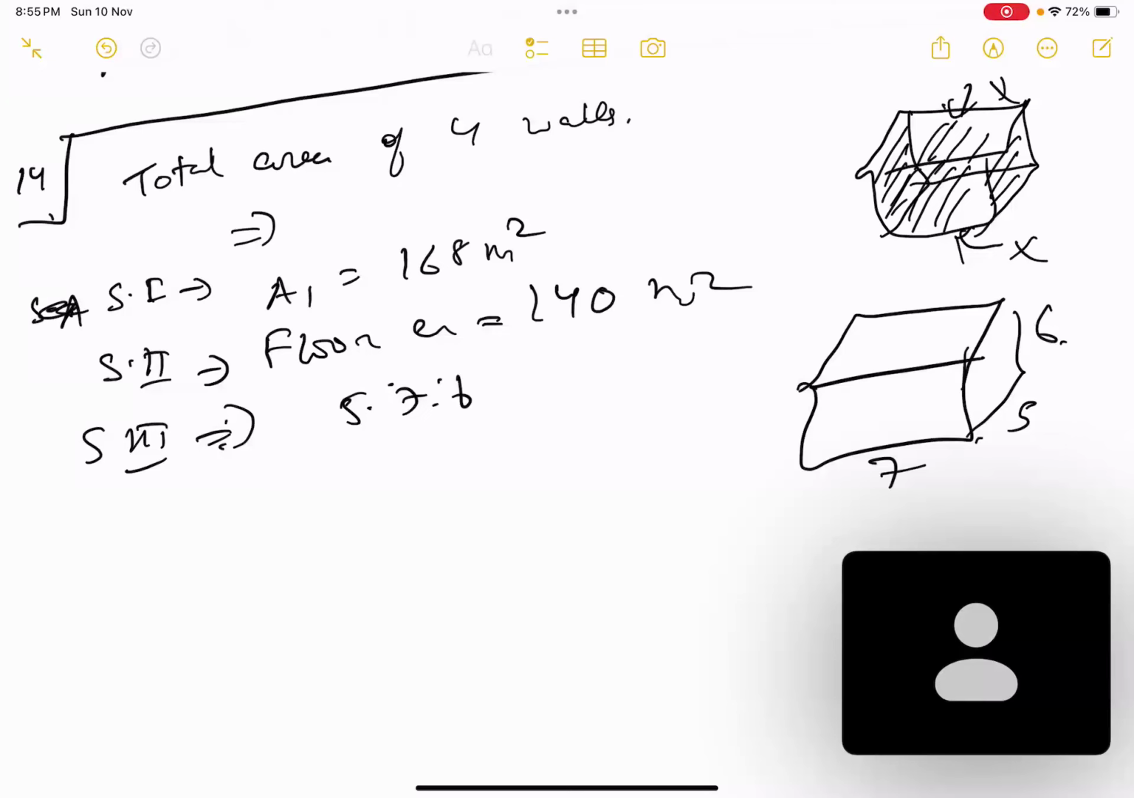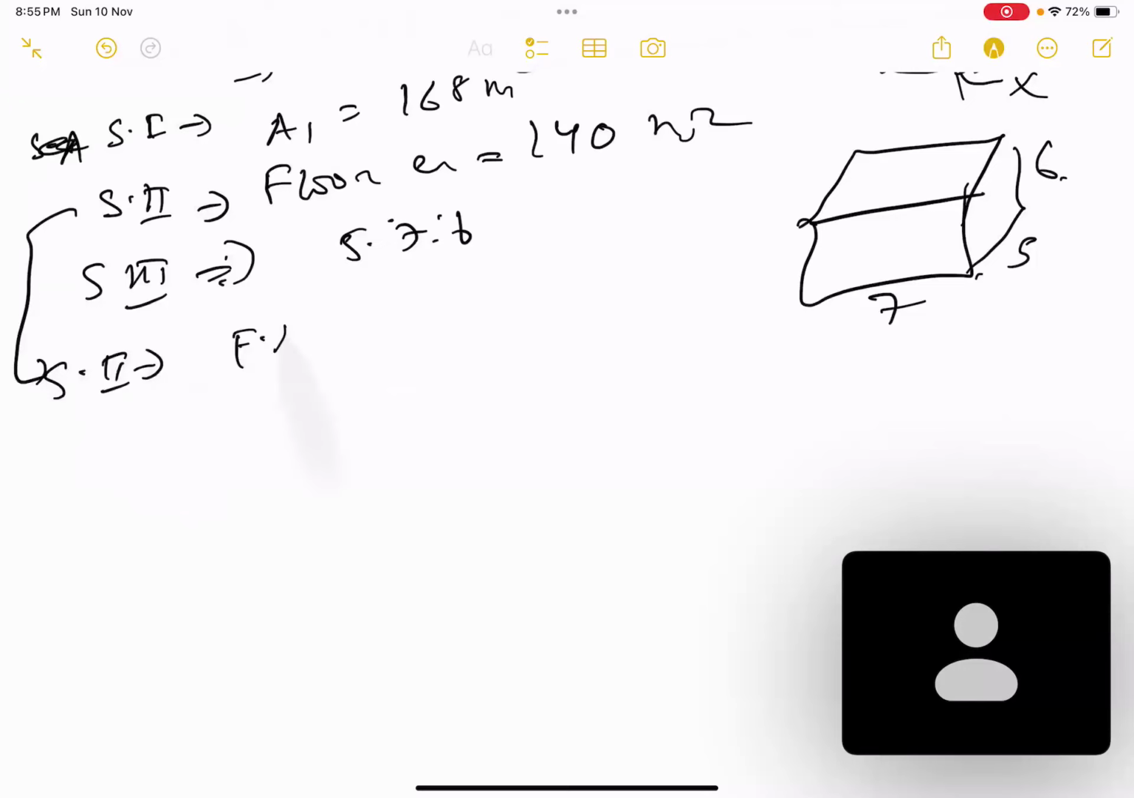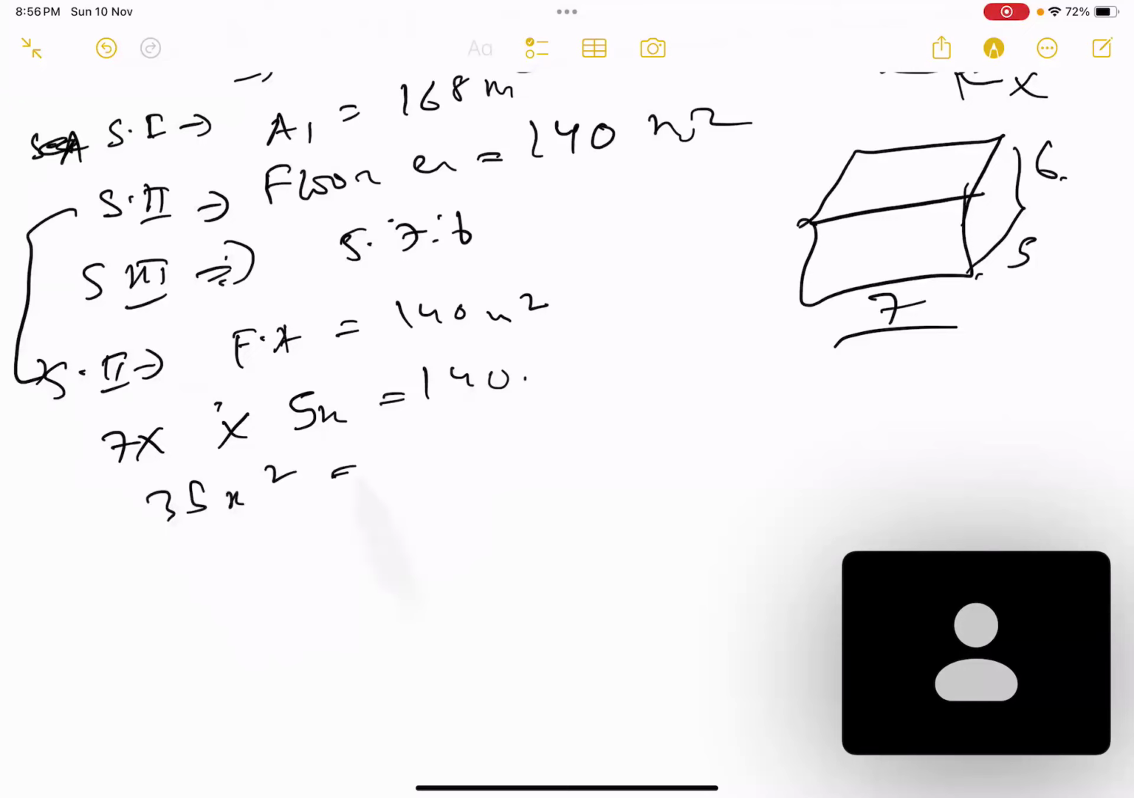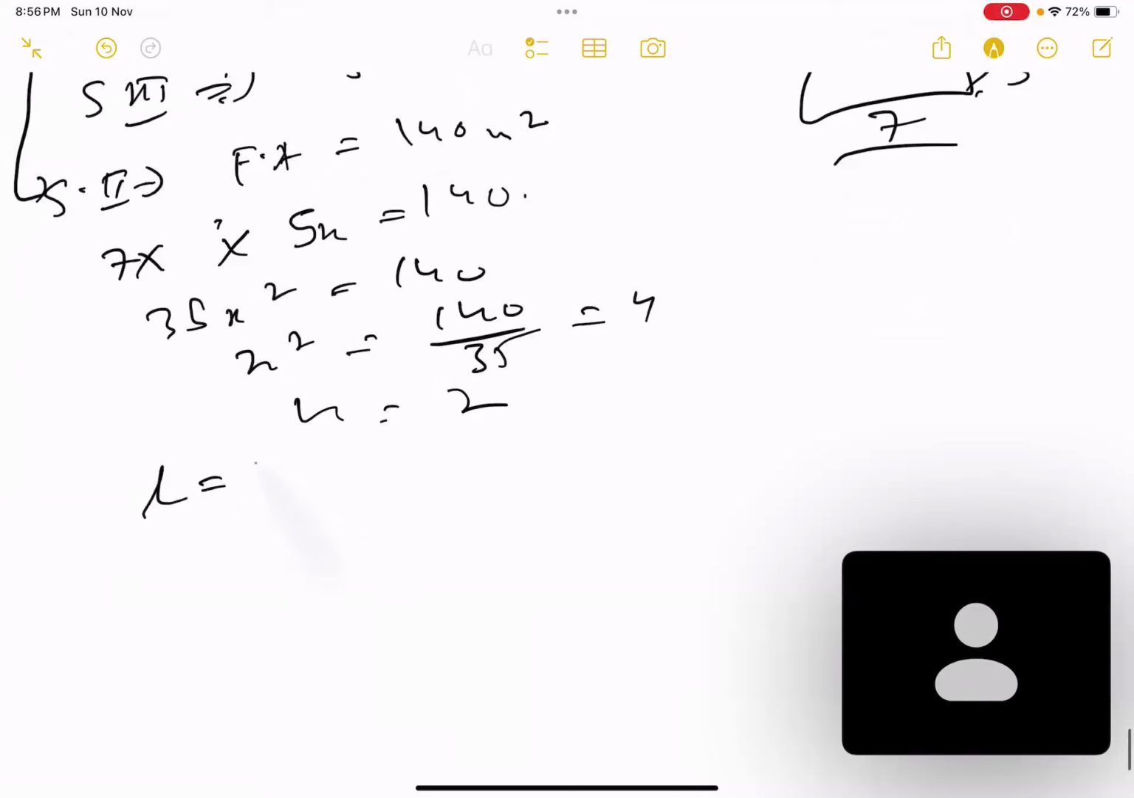Now, the floor area is 140 meters square. So this means 7x into 5x is equal to 140. 35x square is equal to 140, so x square is equal to 140 divided by 35, which is 4. So x is equal to 2. Now length is equal to 14, breadth is equal to 10, and height is equal to 12.